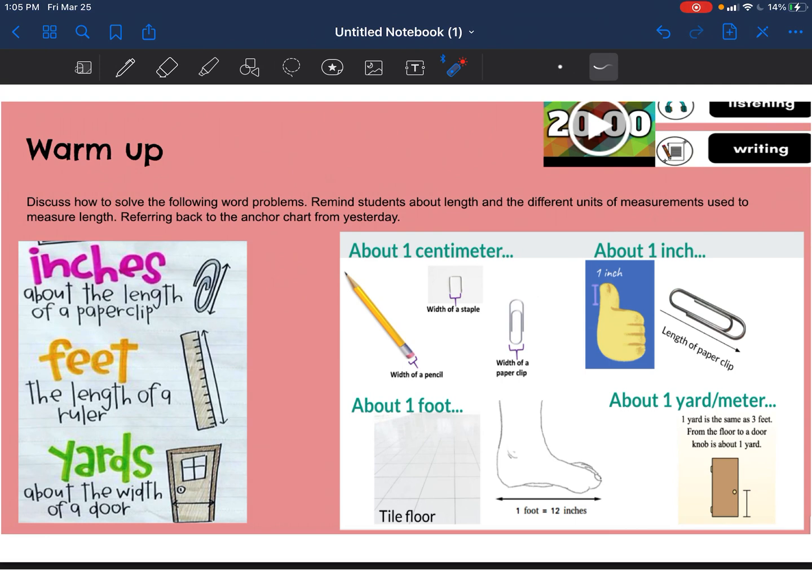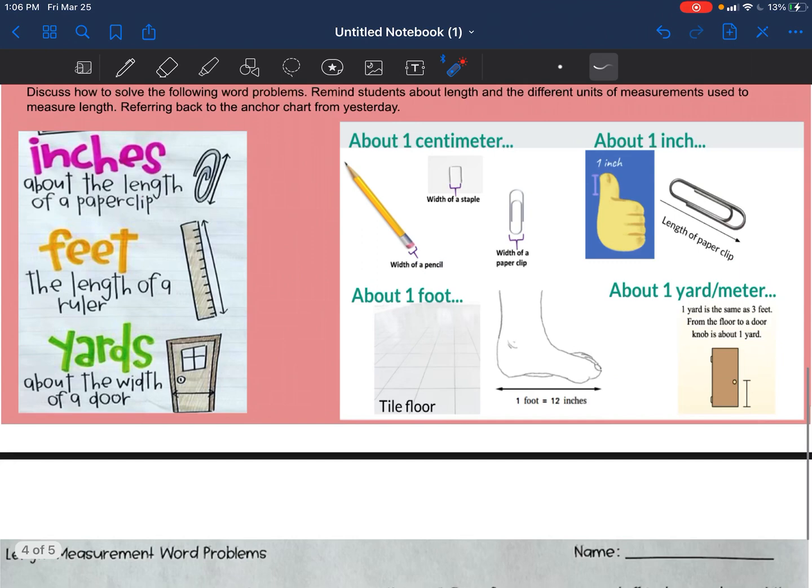Feet are the size of a ruler. All right. A foot is 12 inches long, and it's also about the length of the tile sitting in front of you under your feet. A yard is the same as 3 feet. So if you put 3 tiles together, then that is 1 yard, okay? 3 rulers put together is 1 yard.